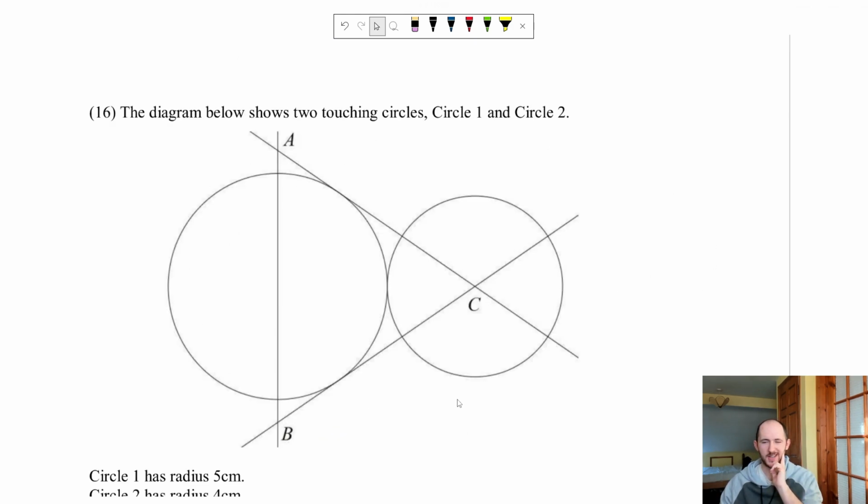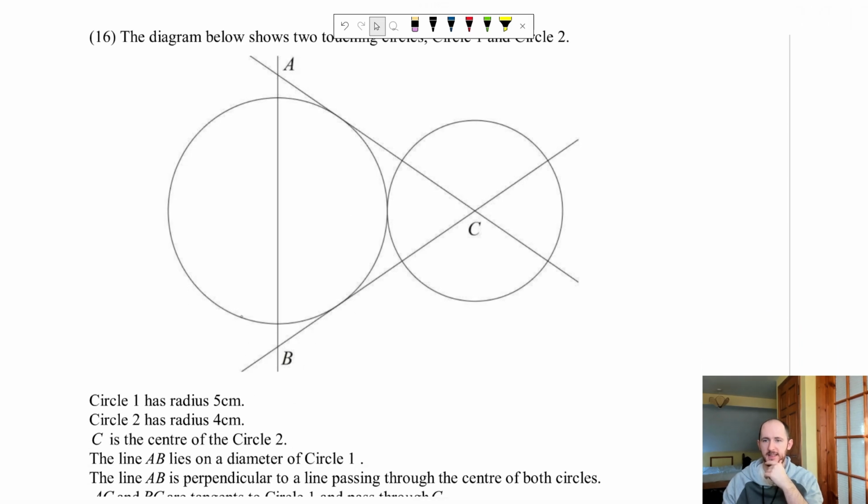There's always one question that just looks like it's going to give you a headache. So there are 2 touching circles, and it's always to do with circles. Anyways, circle 1 and circle 2. It's fairly clear that this over here is circle 1 and this is circle 2. It gives us the radii, 5 and 4. That's how I know this was circle 1, because the radius was bigger, which means it has to be the bigger circle.